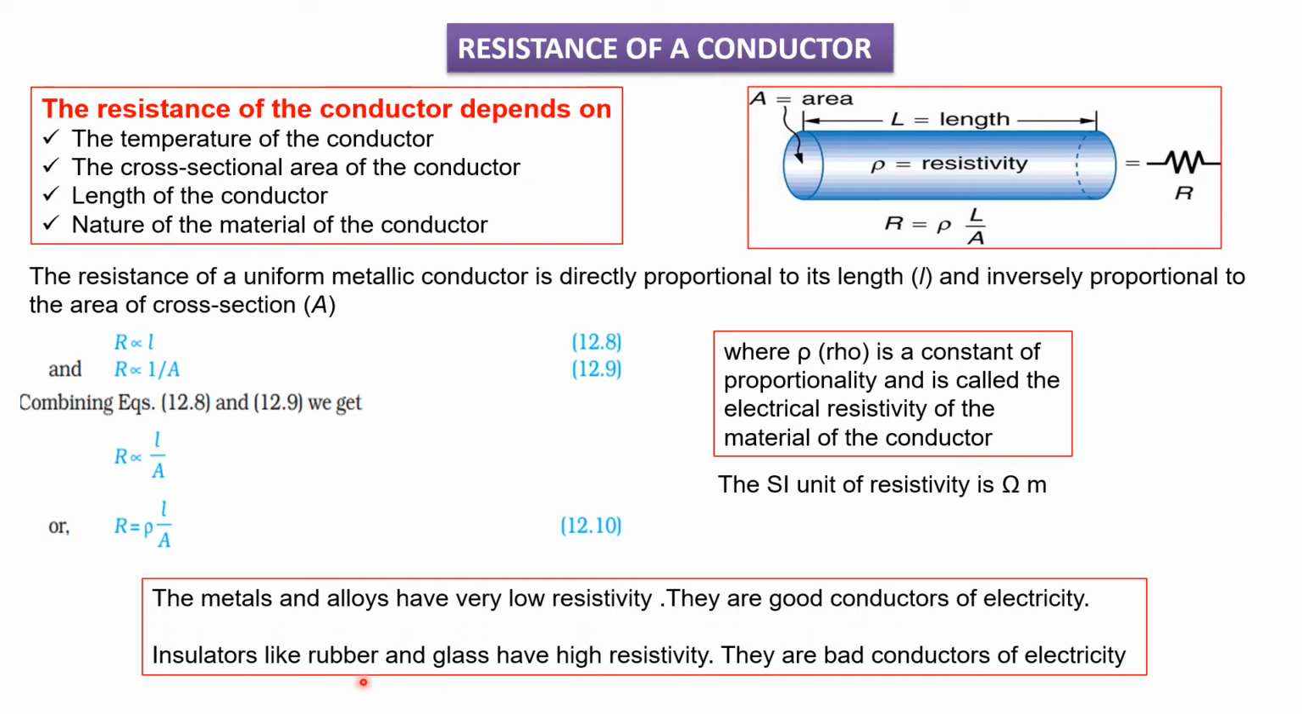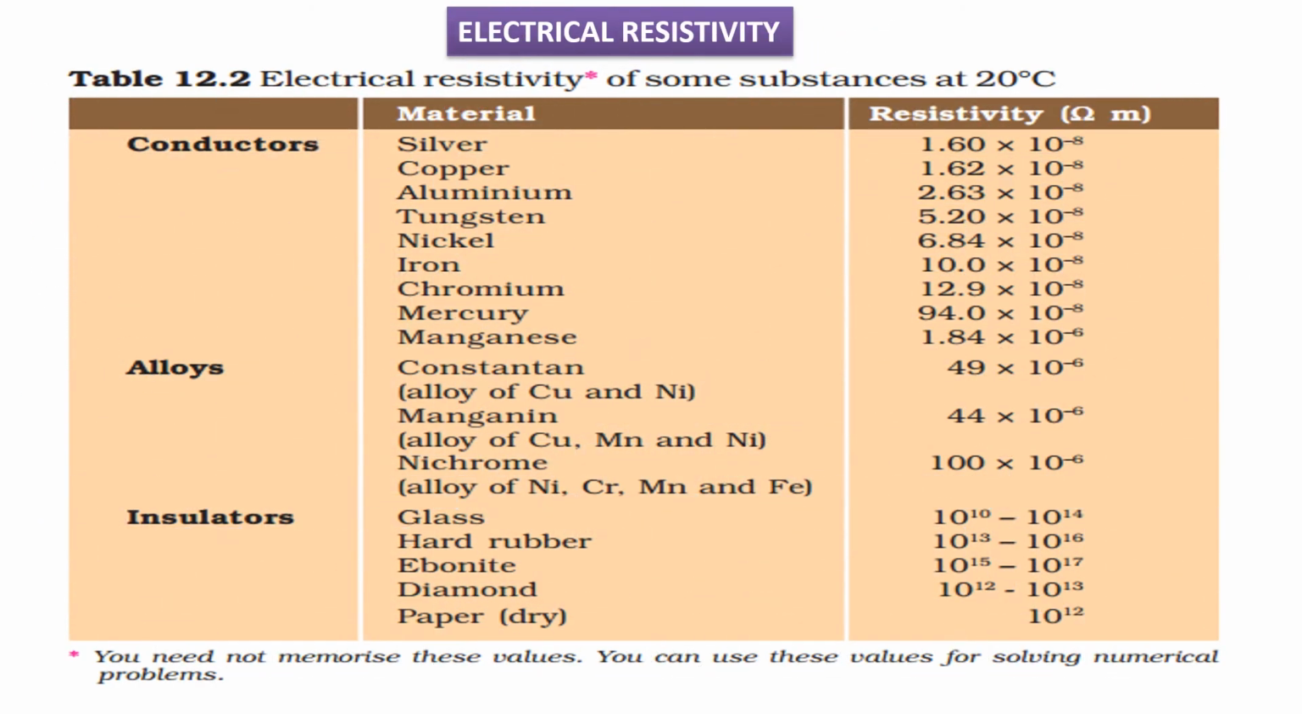You should remember, metals and alloys have very low resistivity. That means they easily allow the current. That's why they are called good conductors of electricity. Insulators like rubber and glass have high resistivity. That means they are bad conductors of electricity. Hope you are clear. The electrical resistivity, what is the unit of rho? Rho is equal to ohm meter.